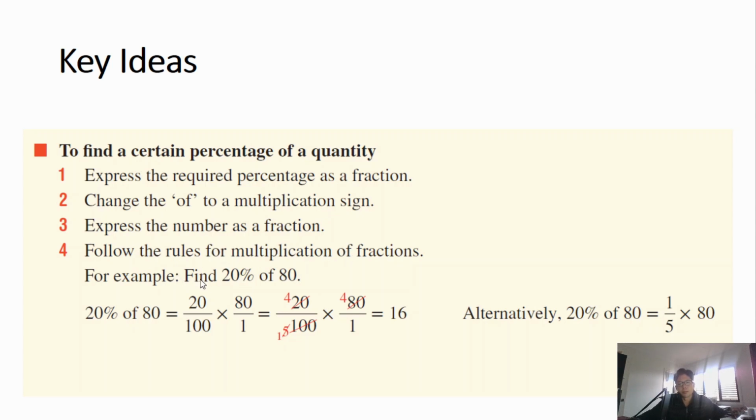Express the number as a fraction, and then follow the rules for multiplication of fractions. So there's an example here, find 20% of 80. First step once again was to write that as a fraction, 20 over 100. Change the "of" here to a multiplication sign, and then write the 80 as a fraction. It's just a whole number, so 80 as a fraction is 80 over 1. And then just follow the multiplication rules that we've learned previously to work out the answer.